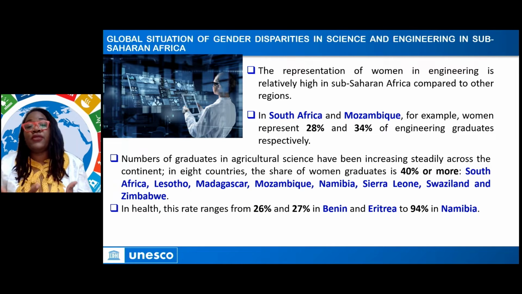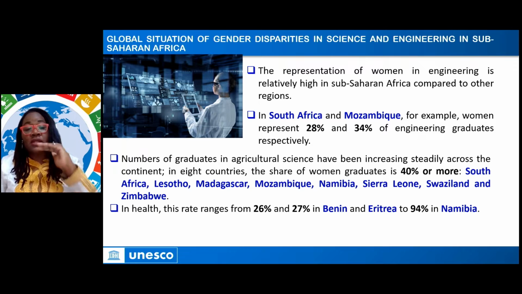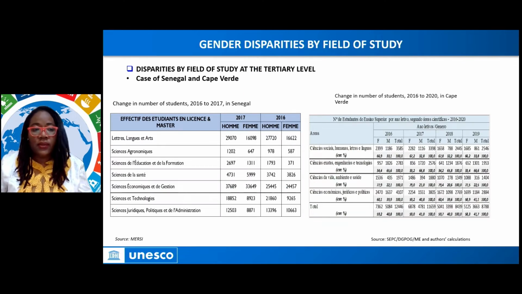In agronomy, there's 40% or more of women in South Africa, Lesotho, Madagascar, Mozambique, Namibia, Sierra Leone, Swaziland, and Zimbabwe. And in health, this rate is between 26 and 27% for women who are interested in the health field. And in Namibia, it's really very high at 94%. Women in the health field.